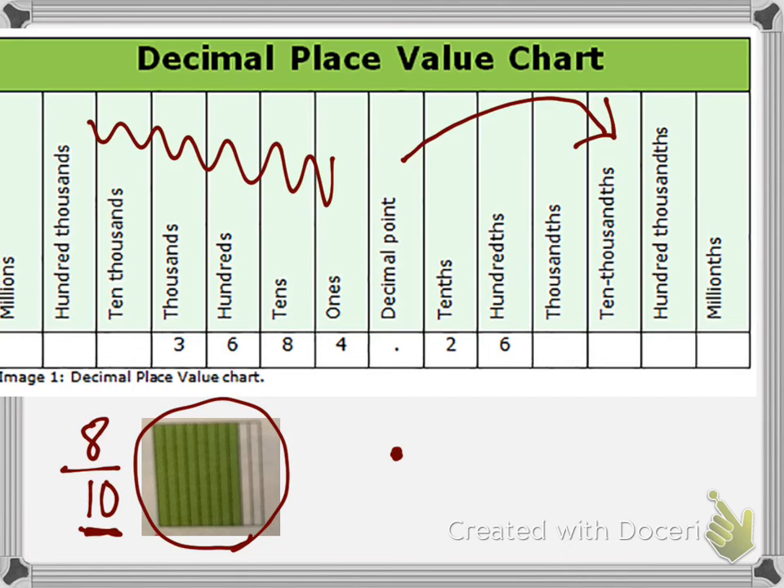So where is tenths? Right here. And the numerator, it's broken up into 8 pieces. So this represents 8/10, 0.8. 8/10 is the same as we're going to say as a decimal. 0.8 is 8/10.